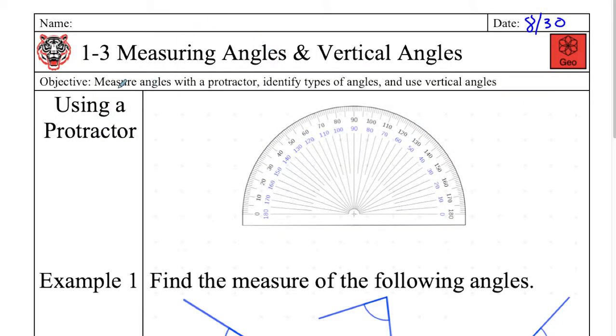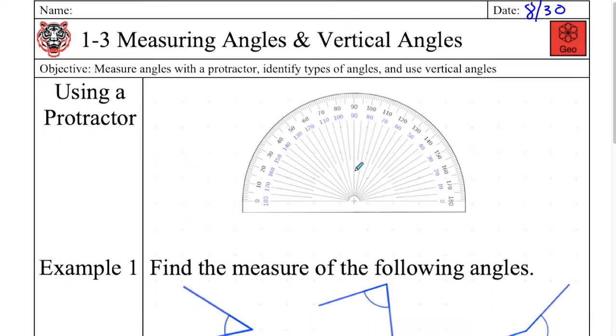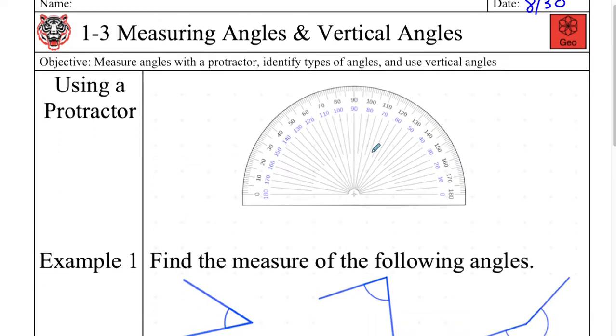Our objective today is to measure angles with a protractor, identify types of angles, and to use vertical angles. Let's start off with that protractor. So here is a picture of a common protractor. The one I'm going to be using for this video is a little bit different, but the general idea is you put the vertex on this little center part. So this is going to be where the vertex goes.